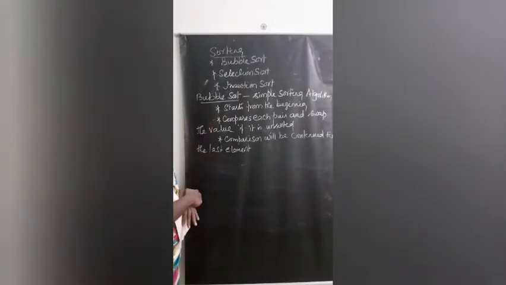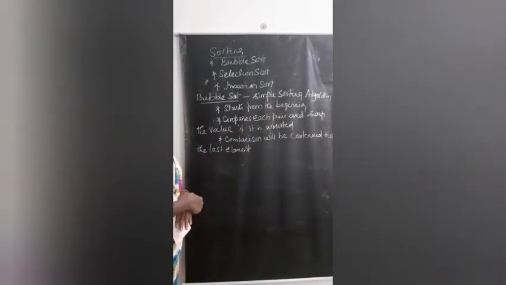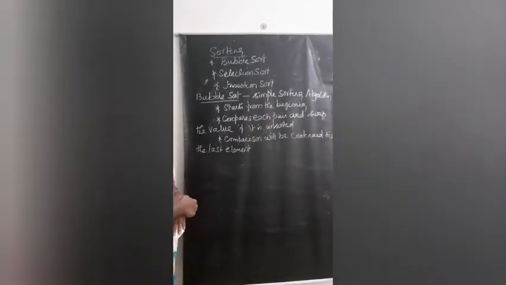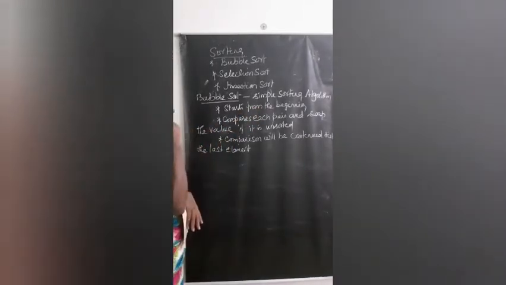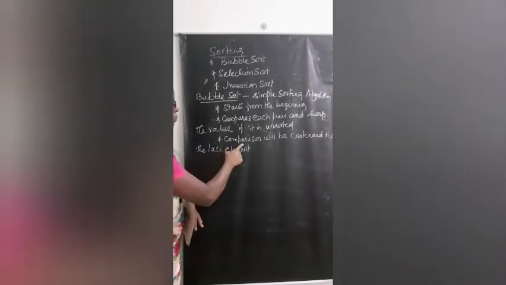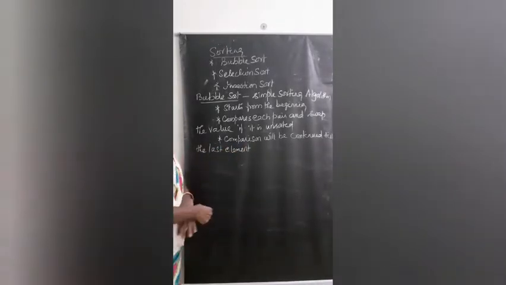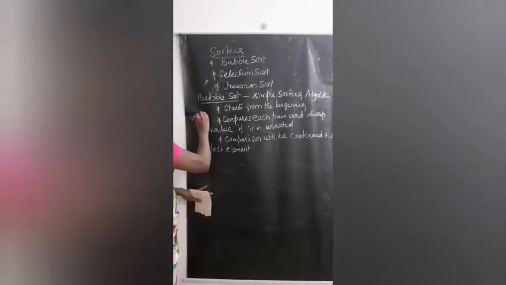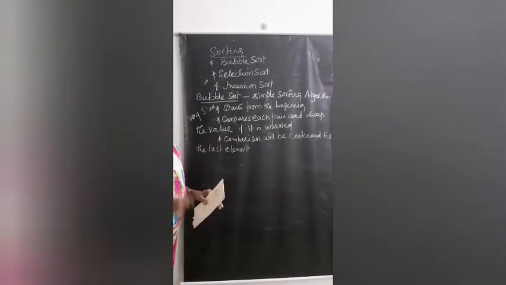First, bubble sort. See, it is called the simple sorting algorithm. It starts from the beginning. It compares each pair and swaps the value if it is unsorted. And again comparison will be continued till the last element. See, this sorting is very slow because every element is compared with one another.